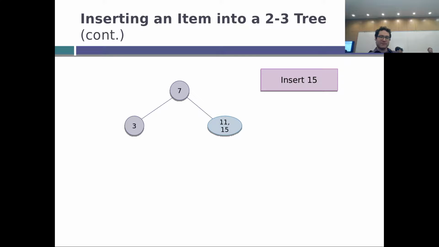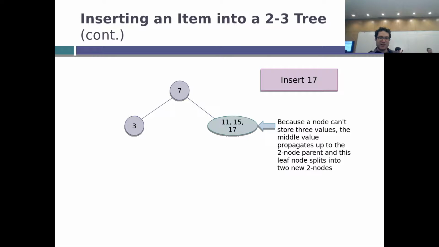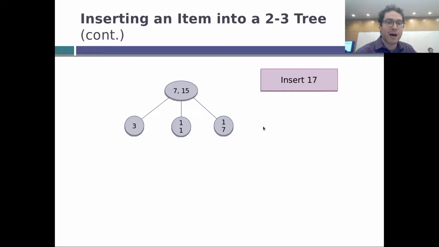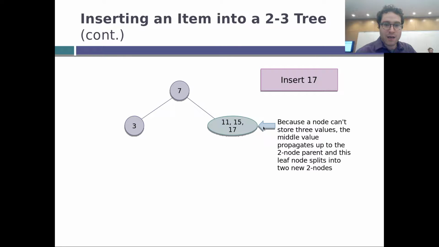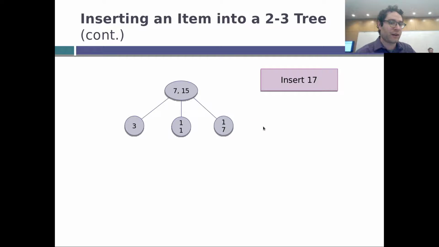11, 15. Now we insert 17. And because we insert into leaves, we pretend to insert it into this node. But because we can't store 3 values, the middle value gets kicked back up to the parent. So we've got 11, 15, 17. We can't store 3 numbers in here, so we're going to kick the 15 up over to here. And then we're going to split all those numbers up.